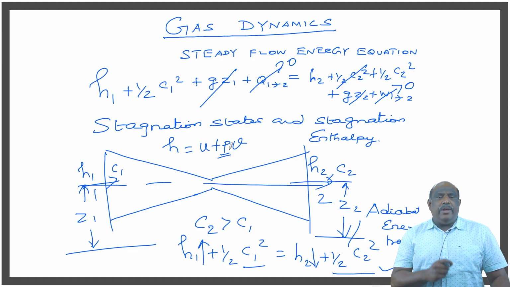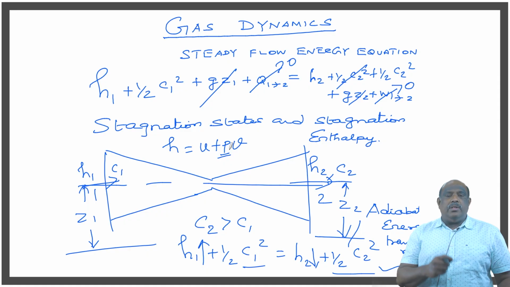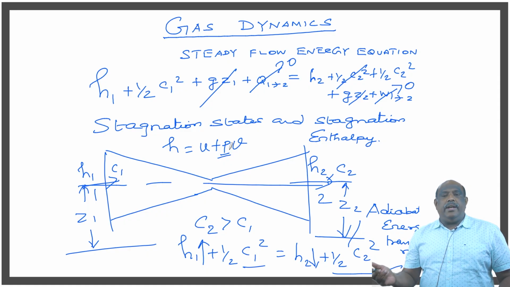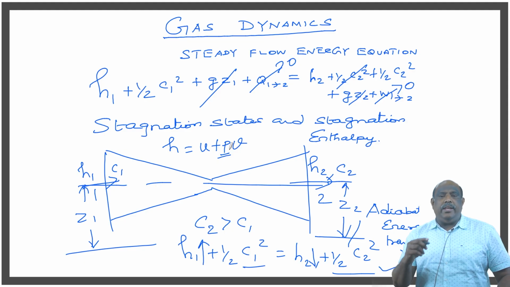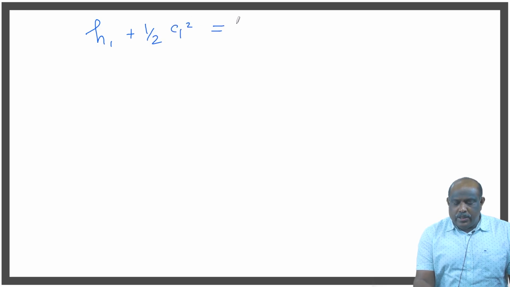We call it adiabatic because there is no heat loss from the system. Here the system is the nozzle, and there is no heat going from the nozzle to the surroundings, nor heat coming from the surroundings into the system. As we are discussing the adiabatic energy equation, we can recall h1 plus half c1 squared is equal to h2 plus half c2 squared.